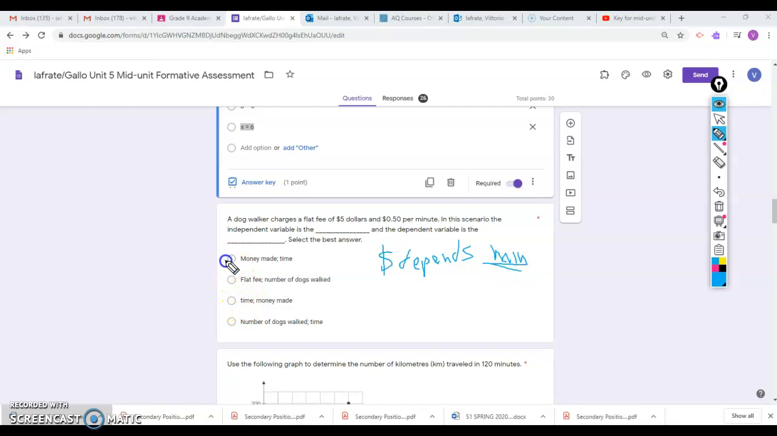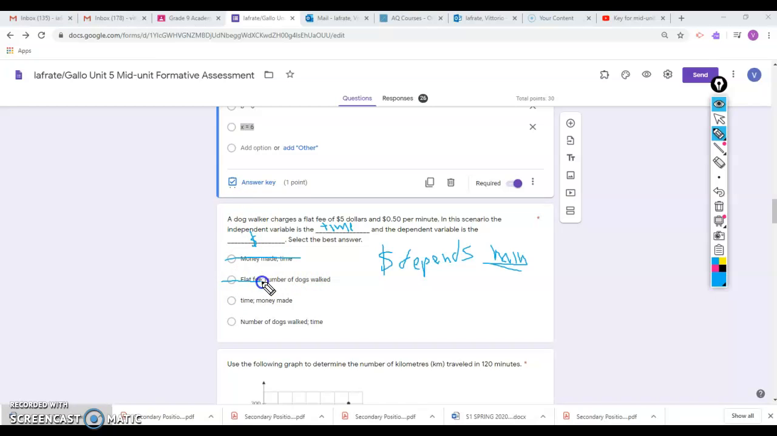So money made and time, no, that's swapped. What I usually do is I fill in the blanks here, so I'll put money made for independent variable. Oh, sorry, not money made. Don't make that mistake. So our independent variable is the time, number of minutes walked. And the dependent variable is the earnings, the amount of money made. So it's not money made and time.